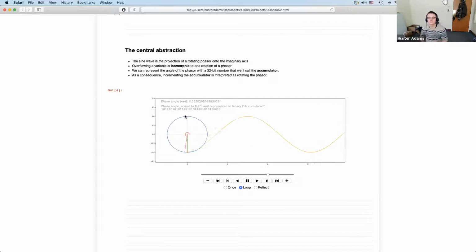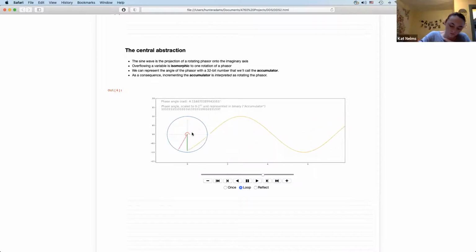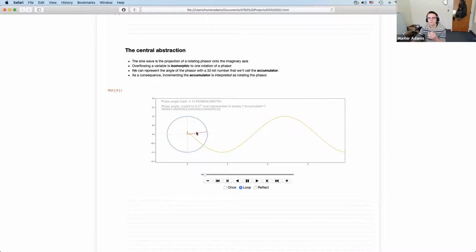So the consequence of this is that rotating this phasor is the same as adding some amount to that variable. If I have some amount stored in the accumulator and I add more to my accumulator variable, it's interpreted as rotating this phasor a little bit more. And when we add all the way up to 2 to the 32 and it overflows, that's the same as this phasor approaching the positive real axis and then overflowing, going back to where it started. So that's the fundamental observation.